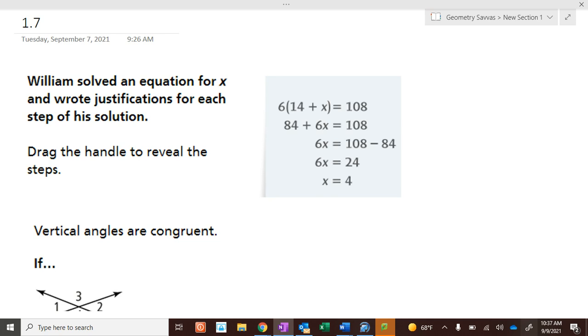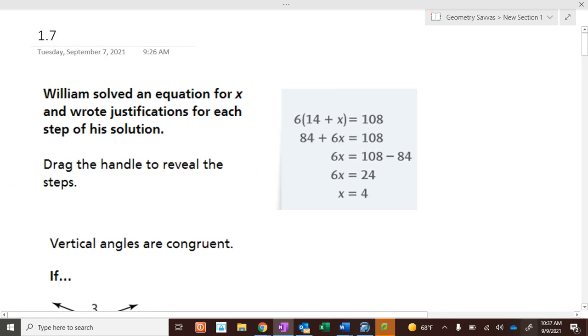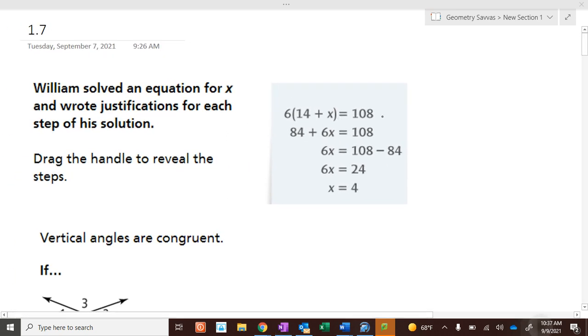All right. So, what we're given at the start of the problem is 6 times the quantity 14 plus x equals 108. What we were given, the reason that it is there is it is given to us. So the first statement generally in an algebra proof is given, and always in an algebra proof and generally in a geometry proof is given, but not every time. Then what property did we do to go from there to there?